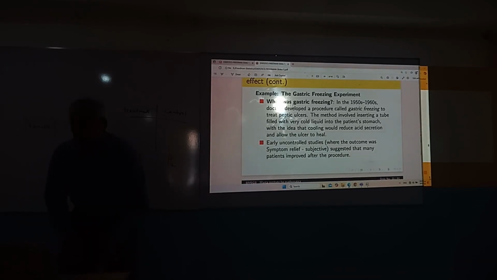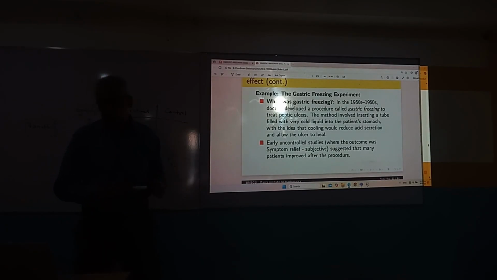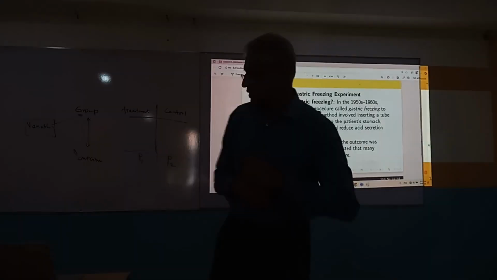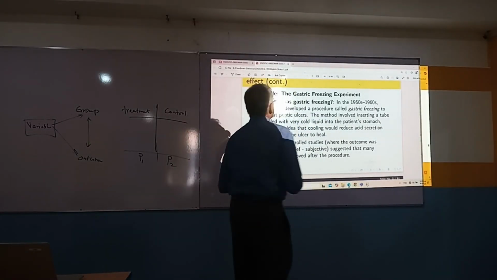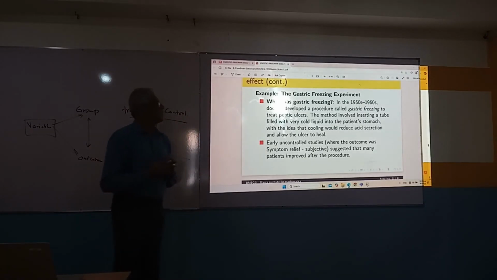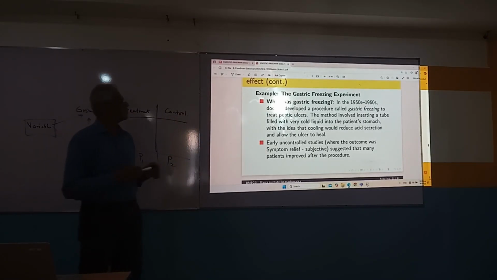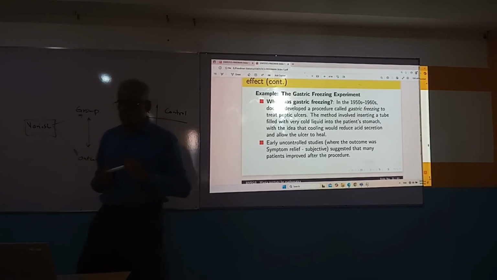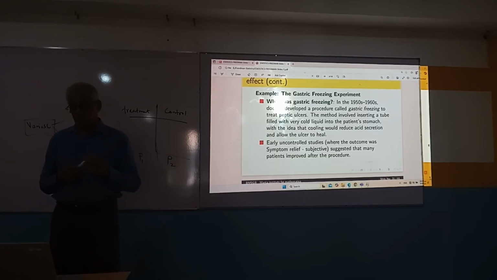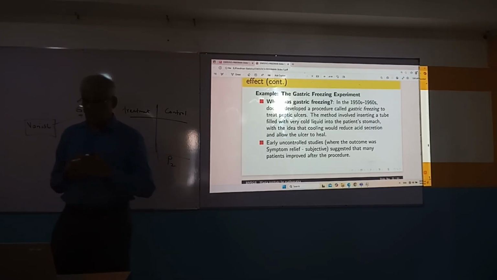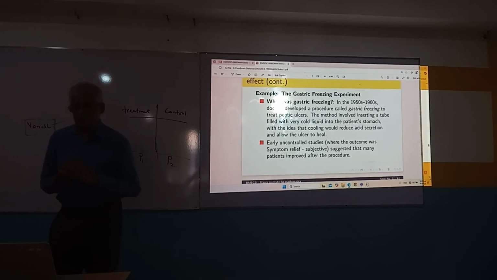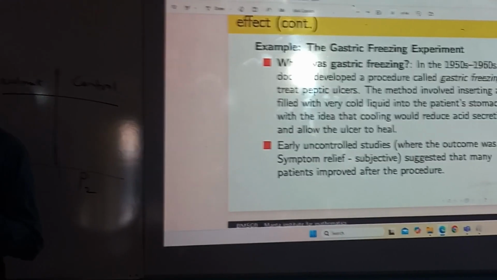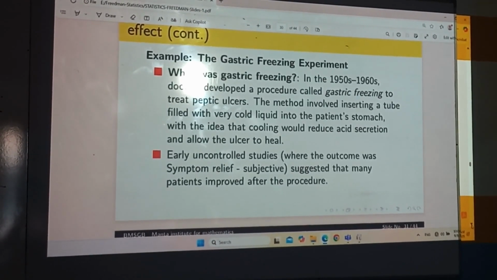So this is an example where the placebo effect was actually very significant. It is called the gastric freezing experiment. In this experiment, some treatment called gastric freezing was recommended for something called peptic ulcers. I think peptic ulcers are the ulcers, I don't know really, but I think it is in the stomach.